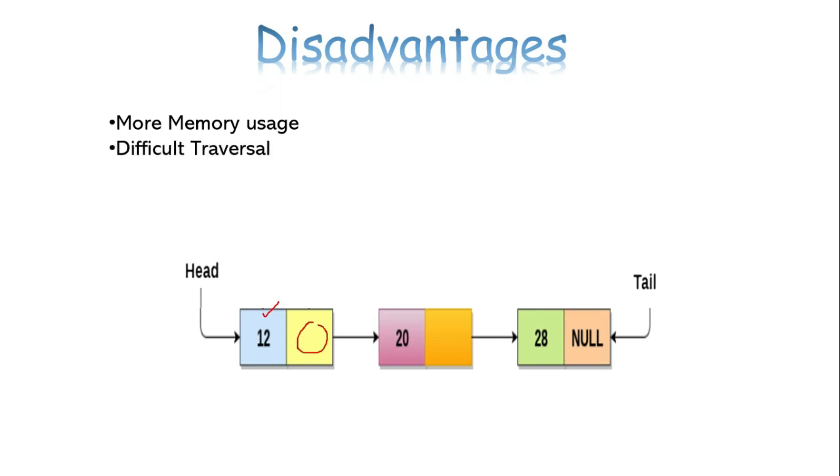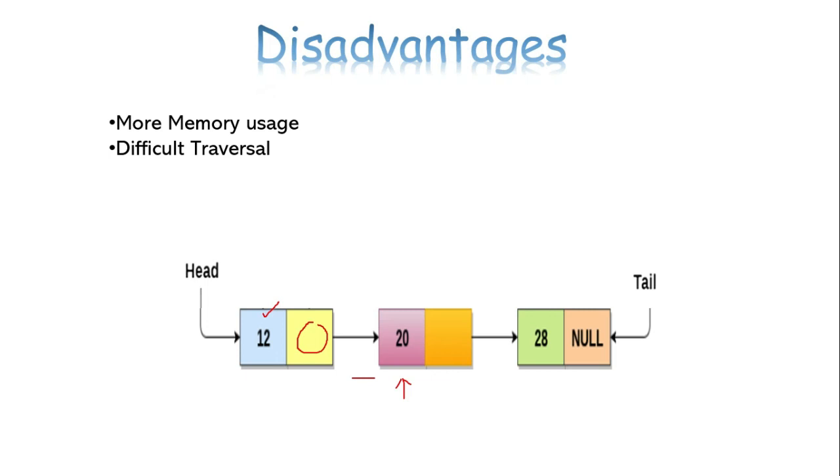Traversal is not easy in the linked list. If we have to access an element in the linked list, for example, I want to access 20, which is not in the first node, to be able to access this, we need to traverse all the nodes before 20. So the time required to access a particular node is large.